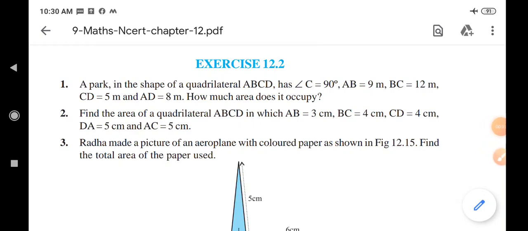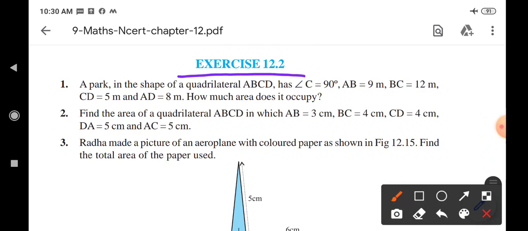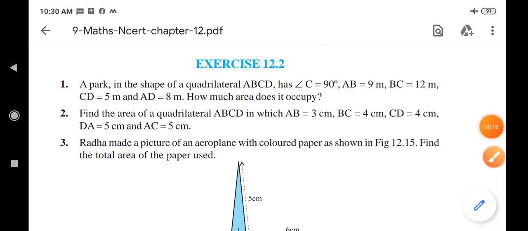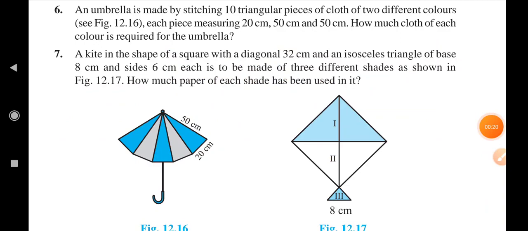Today I, Lakshmi Negi, am again with you to explain the rest of the questions of exercise 12.2. Up to question number 6, I have explained in my previous video. Today I will explain from question number 7 onward. I am going to read question number 7.